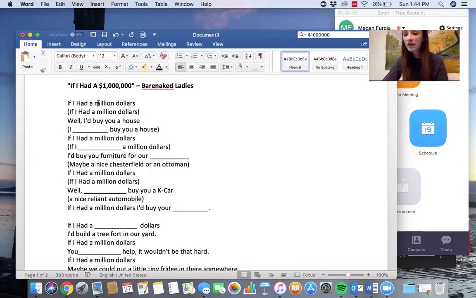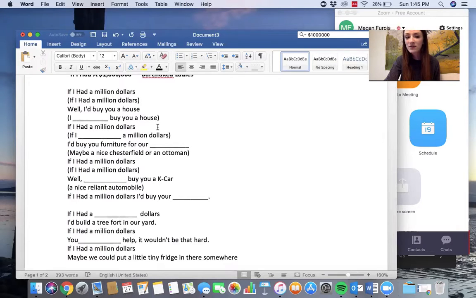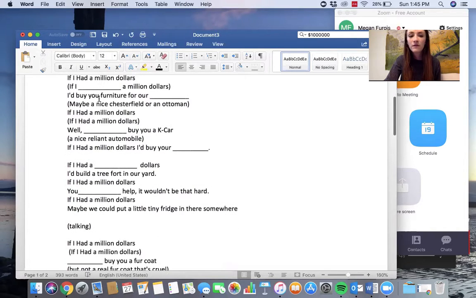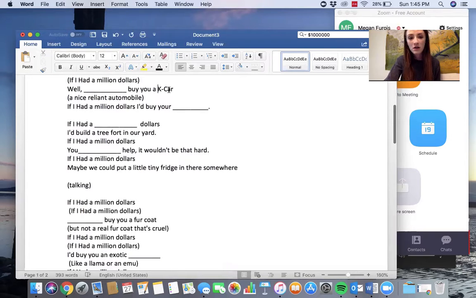So when we're filling in the blanks, you know what is being said. If I had $1,000,000, how much is $1,000,000? It's a lot. A lot of money. You can see up here, this is $1,000,000. That's a lot of zeros. I'd buy you a house. Furniture. Let's see here. K-car.